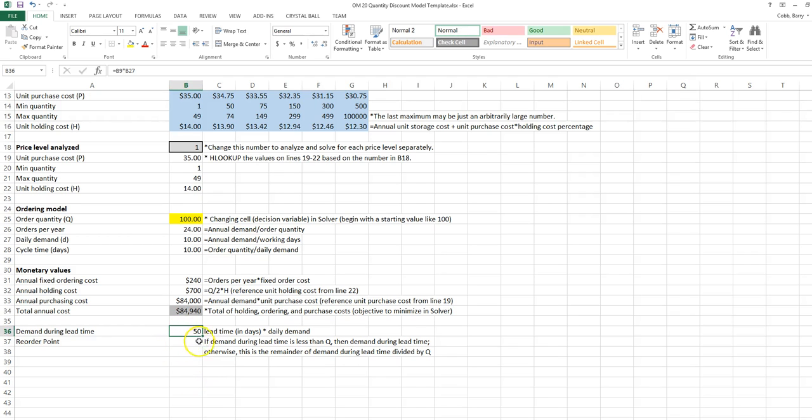The demand during lead time is the lead time in days times the daily demand of 50. As long as this is less than the order quantity, then the demand during lead time is the reorder point. So, for instance, with an order quantity of 100, 50 is the correct reorder point because 50 is less than 100. We'll check this when we implement our final solution for the best order.